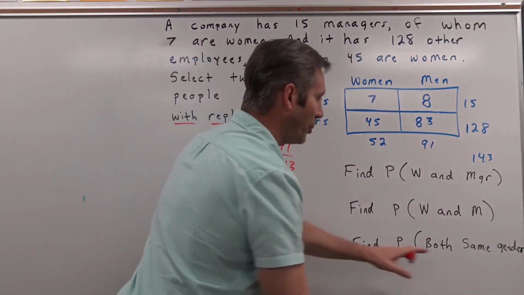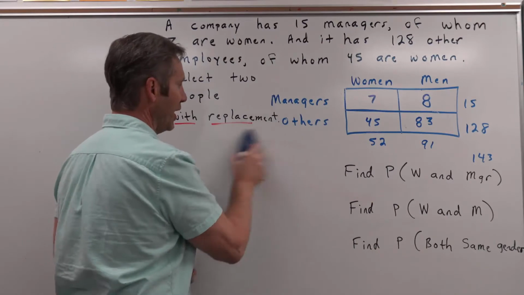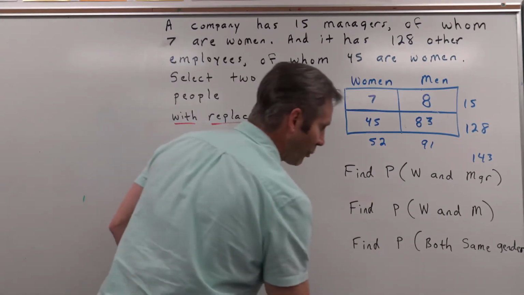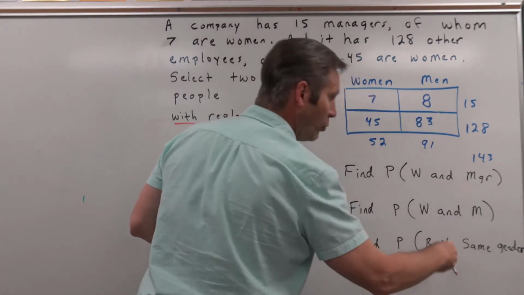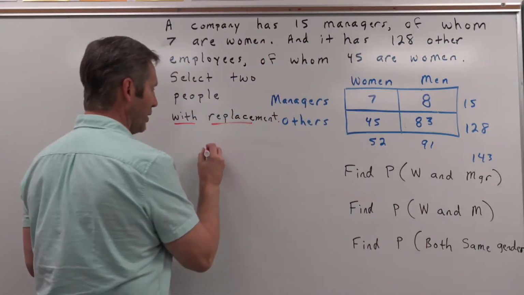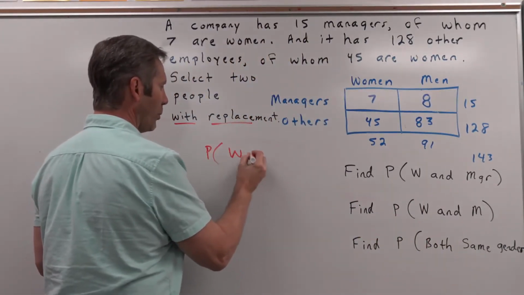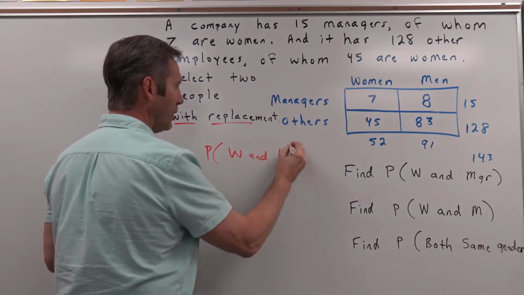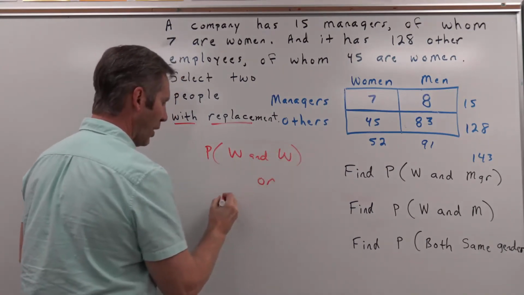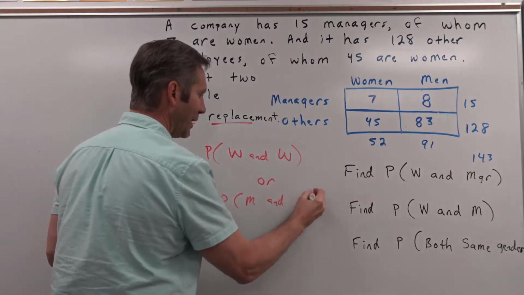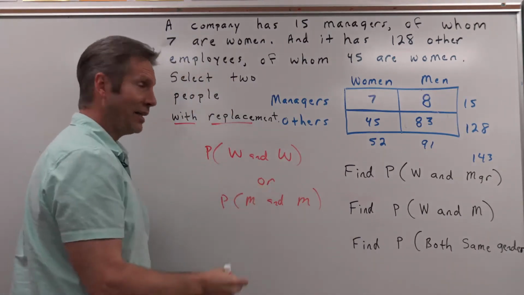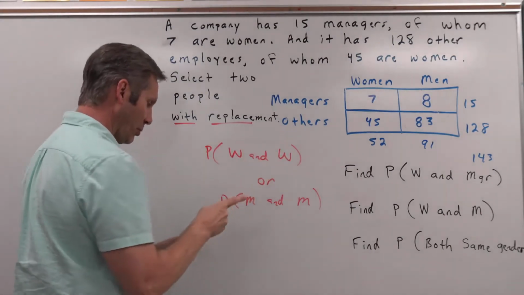Now, what's the probability we get both of the same gender? And here's where that idea of rephrasing with and or comes in. What are the 2 ways we could get the same gender? Well, we're looking at the probability we get a woman and then a woman, or the probability that we get a man and then a man. Now, the word or means add. The word and means multiply.